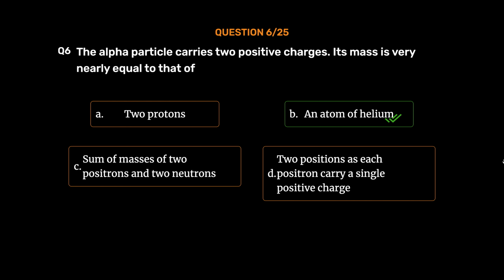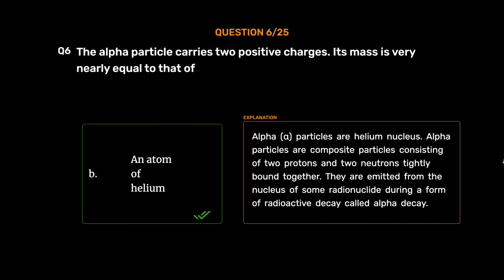An atom of helium. Alpha particles are helium nucleus. Alpha particles are composite particles consisting of 2 protons and 2 neutrons tightly bound together. They are emitted from the nucleus of some radionuclide during a form of radioactive decay called alpha decay.